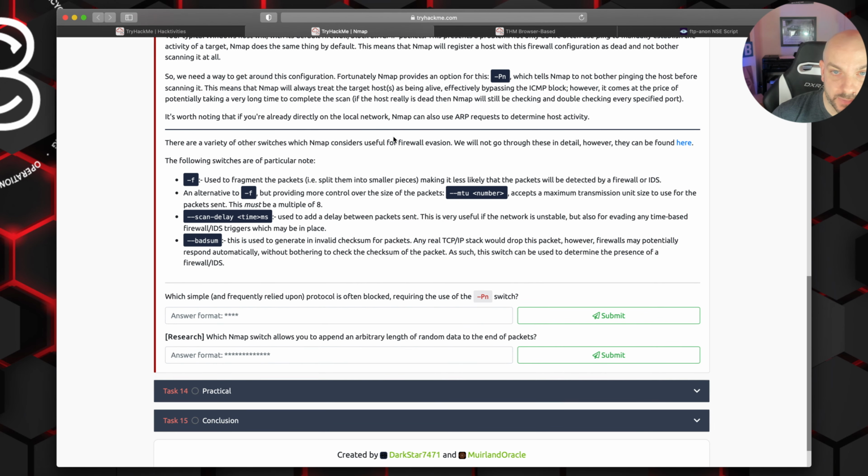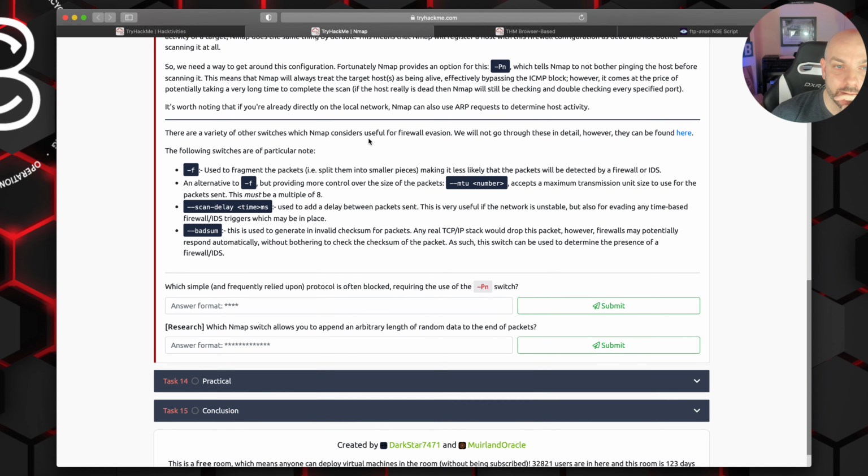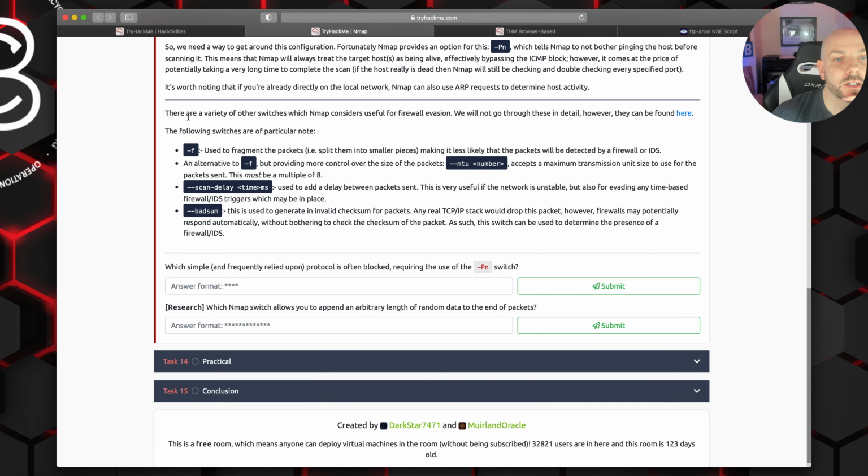Probably because that would take up a bit of time if you were pinging everything and your host-based firewalls are blocking that. All right. There are a variety of other switches Nmap uses that are considered useful for firewall evasion.